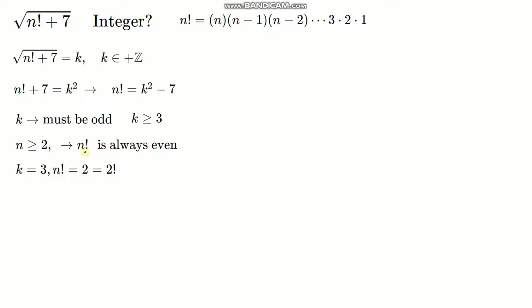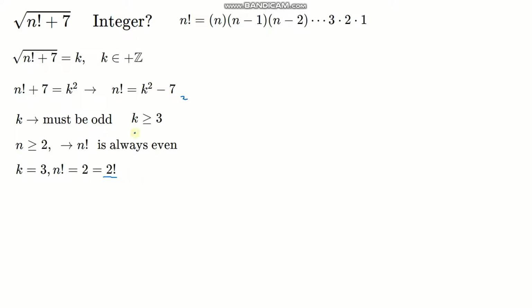Let's substitute some values of k: k equals 3, 5, and 7. So when k equals 3, n factorial equals 3 squared, 9, minus 7 equals 2. And 2 denotes 2 factorial.